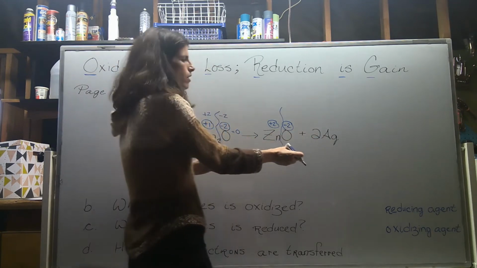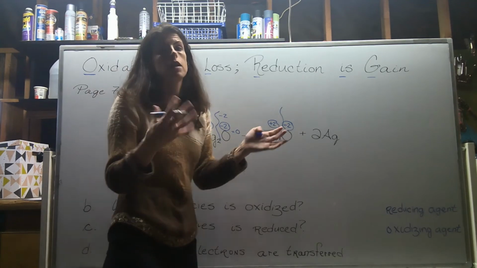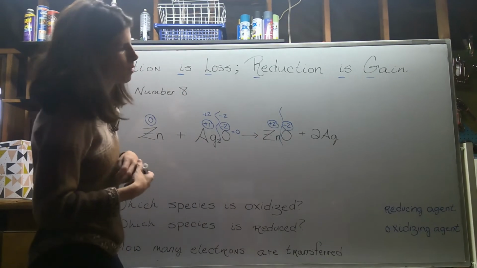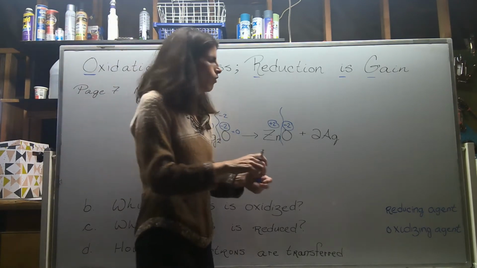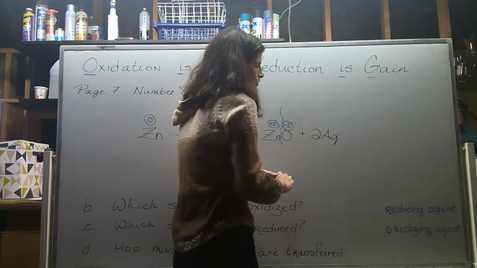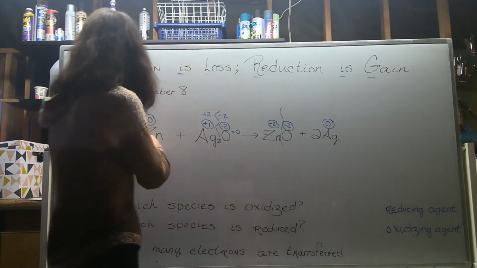Again, be on the lookout. It's a common mistake. People think, oh, silver, it's going to be a +1 because that's what they've memorized from the nomenclature section. But if anything is by itself and it doesn't have a charge, then it has an oxidation number of 0. Think about the fact that it's neutral.